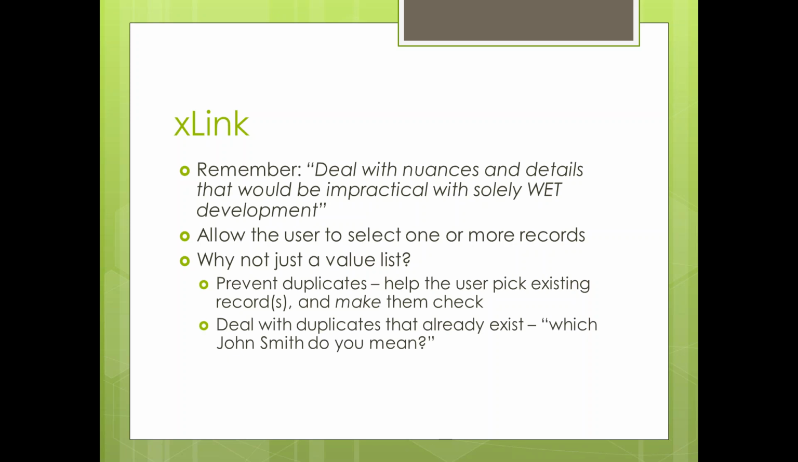We want to deal with duplicates that already exist. John Smith is considered a common name for a reason. There are a lot of them. It's not unreasonable to have two John Smiths in your database. So what do you do when the user says, well, I want to select John Smith? We need to ask them which John Smith and give them enough information to make that decision for us. And then also, if they've typed something in and it doesn't exist, we want to help them create the necessary related record.